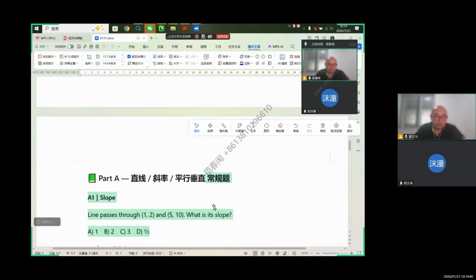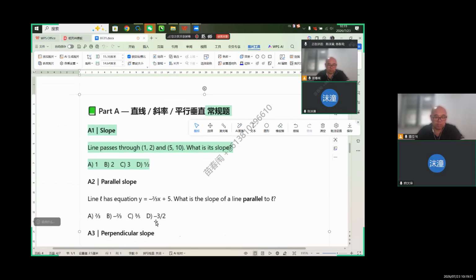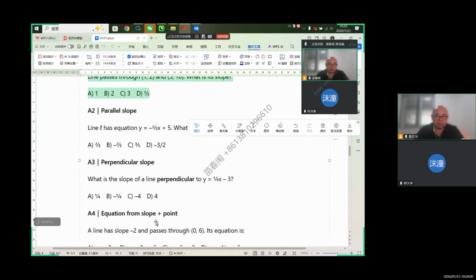How about this one? A1. What's the answer? I picked B. Remember the rise over run, or the formula y2 minus y1 over x2 minus x1. A2, I picked B. B, right? Good. Perpendicular, A3. I picked C. Yes. Opposite reciprocal, right?